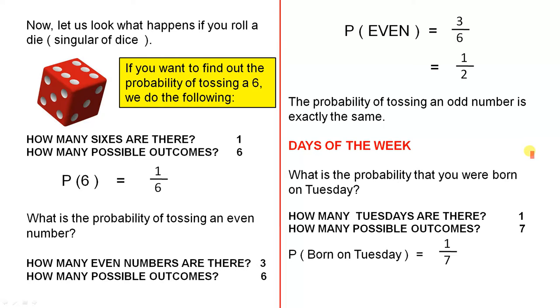Let's look at days of the week. What is the probability that you were born on Tuesday? How many Tuesdays are there in a week? 1. How many possible outcomes, which means how many days are there in the week? 7. So the probability that you were born on Tuesday is 1 over 7.